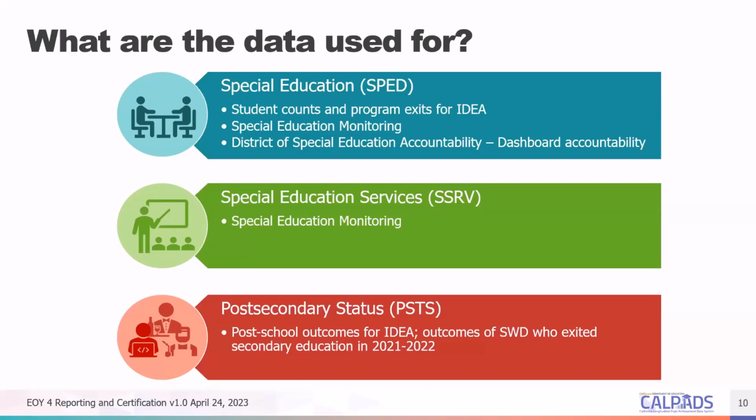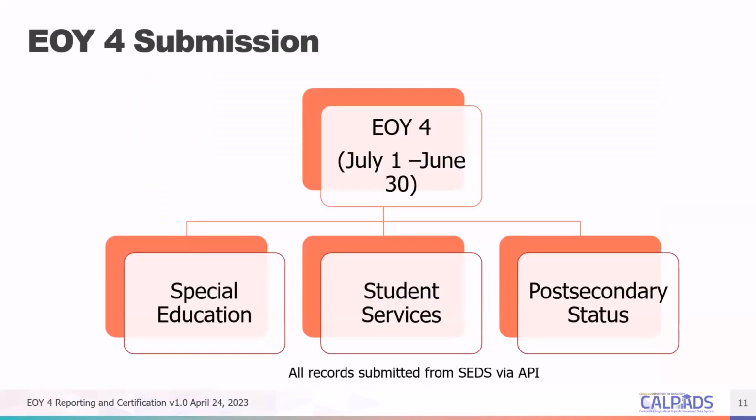And then the post-secondary status, again, I missed this on the previous slide, but this is exclusive to end of year 4, not part of the Fall 1 data collection for students with disabilities. Those students who have exited K through 12 education, we need to know their outcome a year after they've exited. And then some of the similarities to Fall 1: the end of year submission has the special education and services file, just like Fall 1, but the post-secondary status is exclusive to end of year 4.